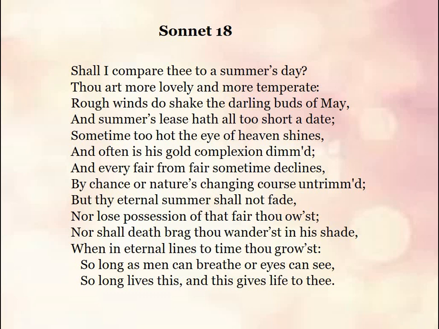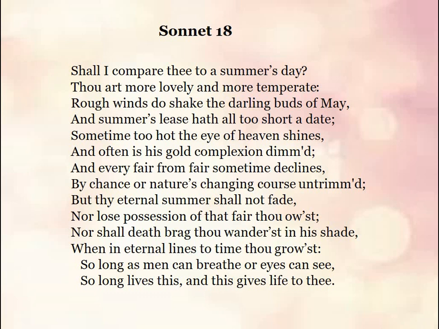Nor lose possession of that fair thou owest. Your beauty will never fade like the beauty of others. Nor shall death brag thou wanderest in his shade. Not even death can say that, hey, look at me, even though he is a very handsome man, he is under my control now. Like that, not even death can brag, because when in eternal lines to time thou growest, so long as men can breathe or eyes can see, so long lives this, and this gives life to thee.